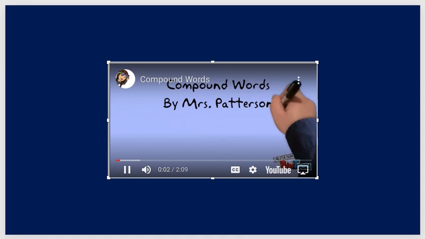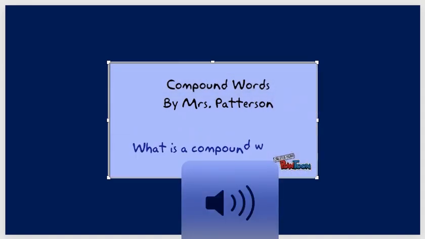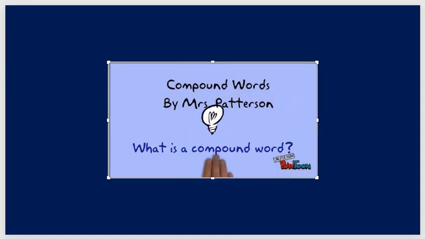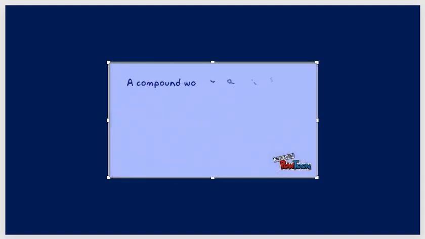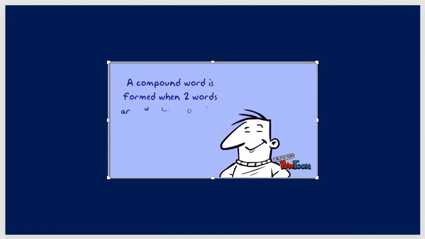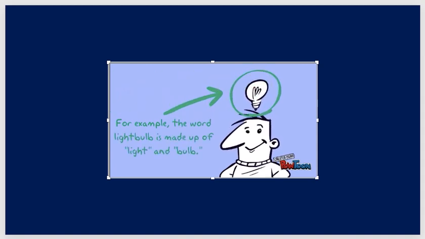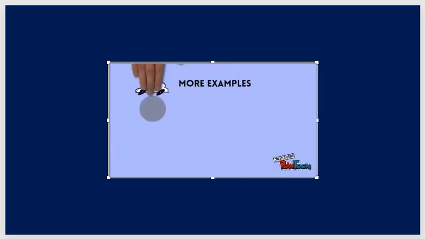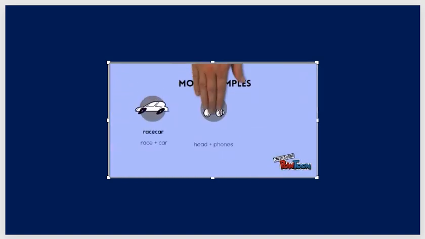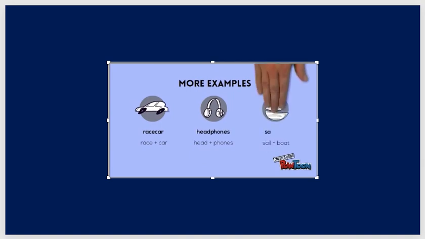Compound words by Mrs. Patterson. What is a compound word? A compound word is formed when two words are joined together to create a new meaning. For example, the word light bulb is made up of light and bulb. Race car, headphones, and sailboat are all compound words.